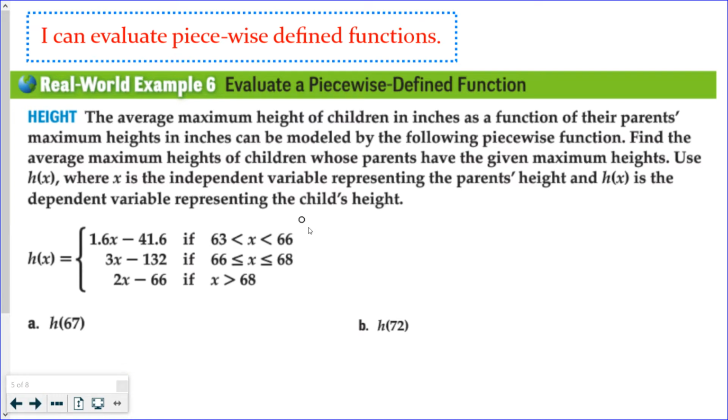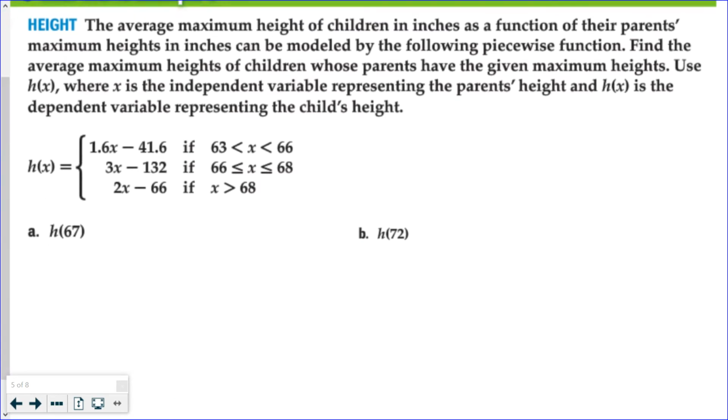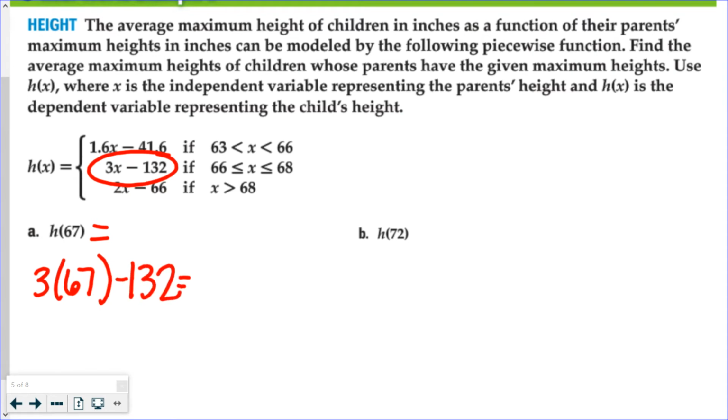And so here is my piecewise defined function. Again, I have 3 pieces to this graph. So for h of 67, my first job is to figure out where 67 lies in these domains. Which one of these rules am I going to use? So 67 is not in this first one. 67 is between 66 and 68. So we're going to use this rule here. So this means we've got 3 times 67 minus 132. If you plug that into your calculator, it should spit out 69 inches.